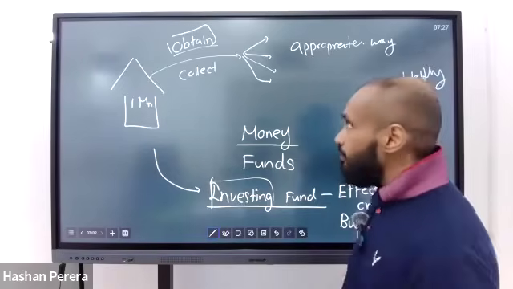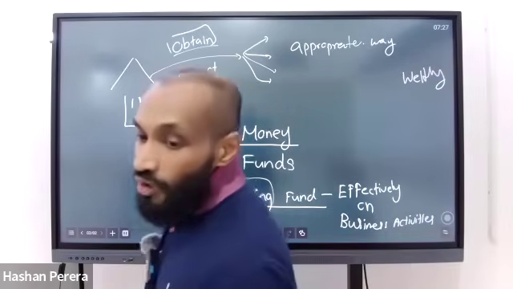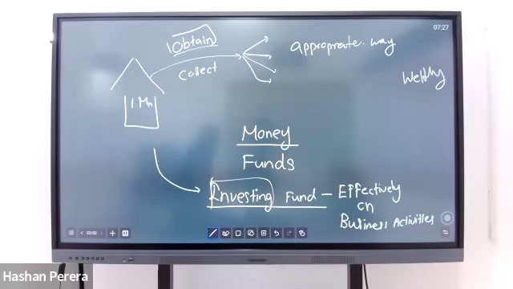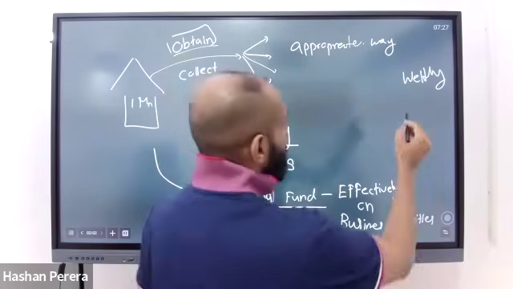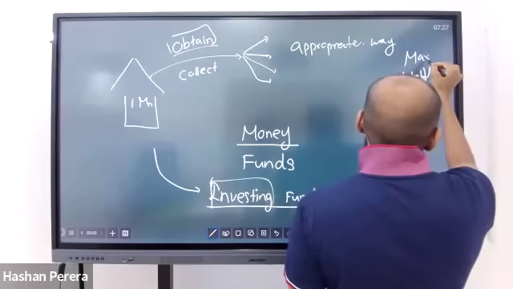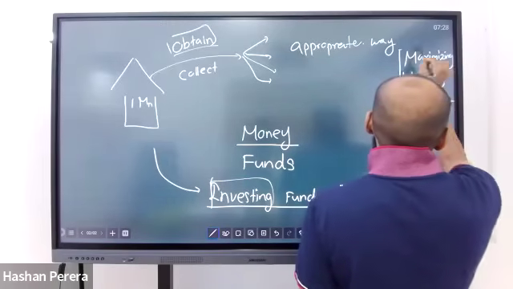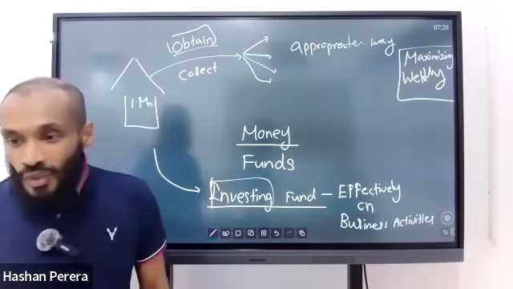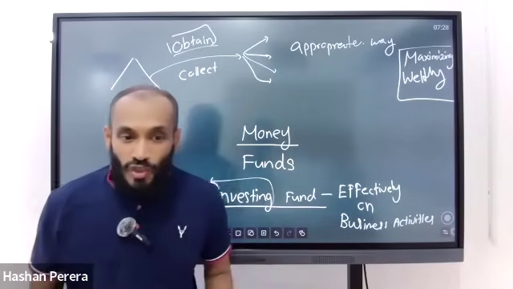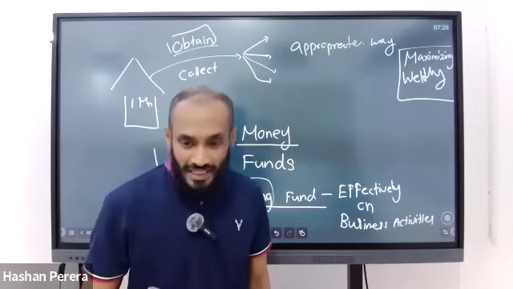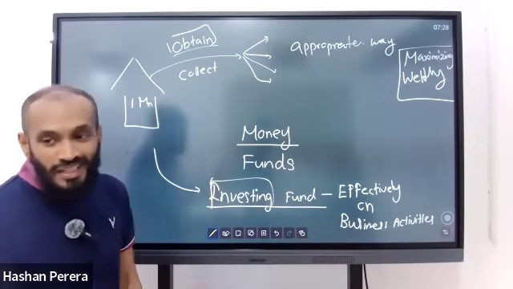So the ultimate purpose is to improve your wealth by doing all these things. Clear? Or just maximize your wealth, owner's wealth. So maximizing the wealth is the final goal you want to achieve. Owner's wealth, maximizing owner's wealth. Clear? Right. So this is what you mean by financial management.